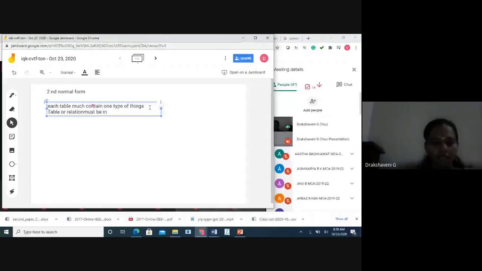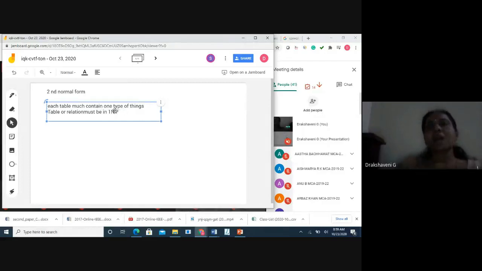Or relation must be in first normal form. So what it says when you say it is in first normal form, the first property says that in the second normal form, each table must contain only one type of thing. You cannot mix the department and student table, or your subject and the student table. We should not try to mix everything and keep it in one table. So that is what the first one says.